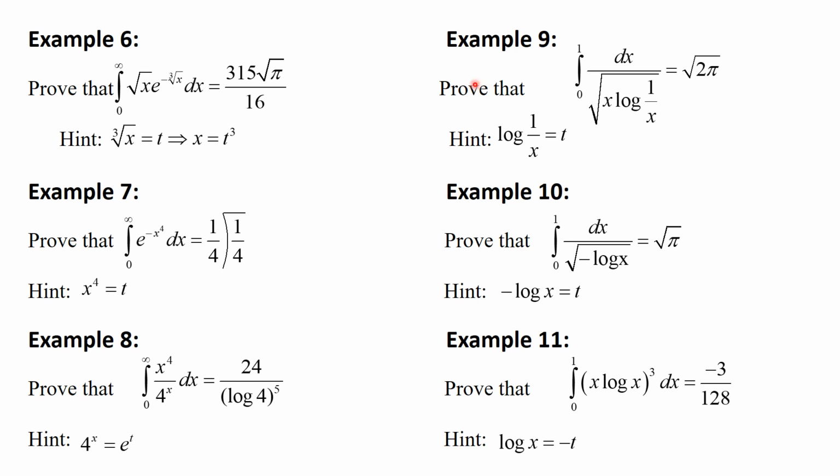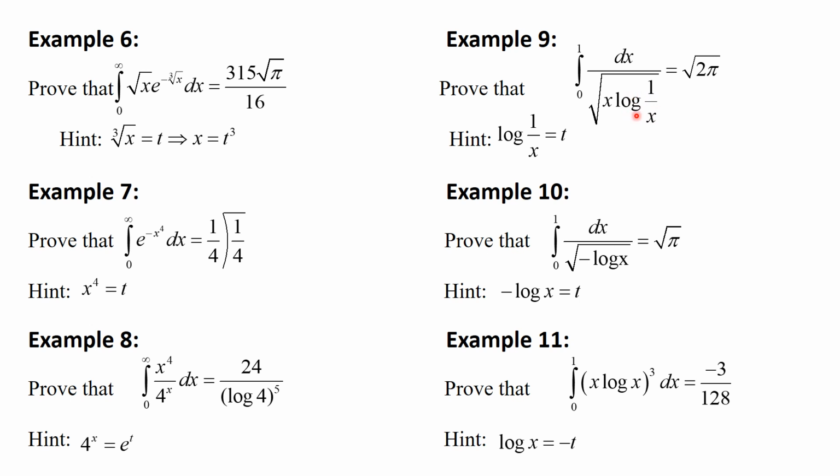Example 9. Prove that the integral from 0 to 1 dx upon x log of 1 upon x is equal to root 2 pi. So the hint is definitely that we want to use the logarithmic function. Even though the limits are 0 to 1, in the beta function the expression is x raised to m minus 1 and 1 minus x raised to n minus 1. So definitely 1 minus x is not a factor, so the beta function is not useful.